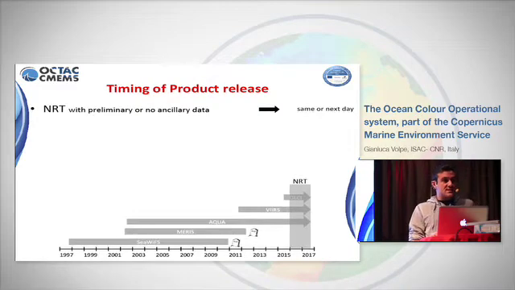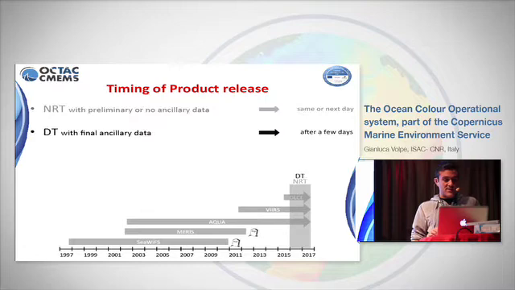The near real time is data processed with preliminary ancillary data and is generally available the same or the next day as the satellite overpass. The delayed time data are processed with the final ancillary data after a few days, as soon as they are made available from space agencies. They both cover, let's say, the past 2 years, generally.